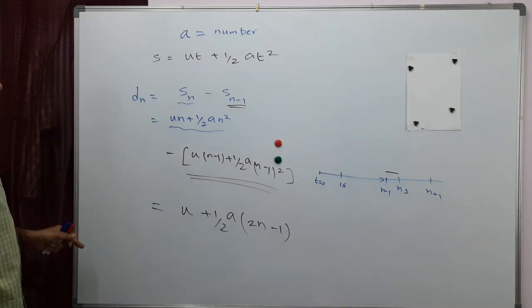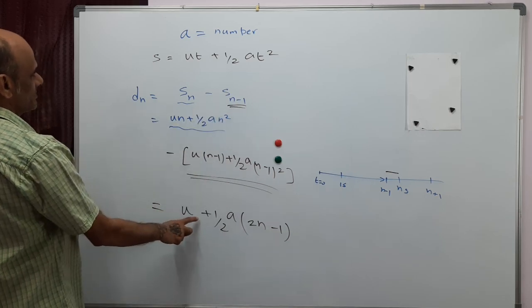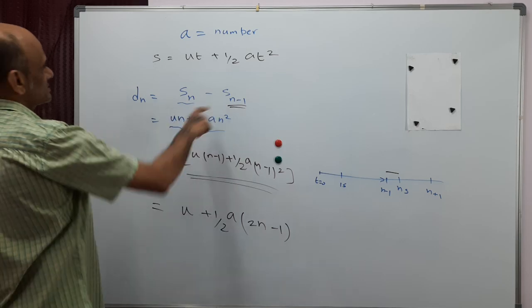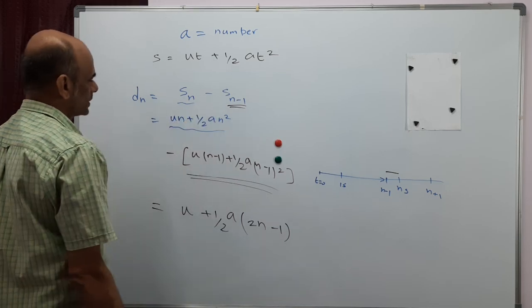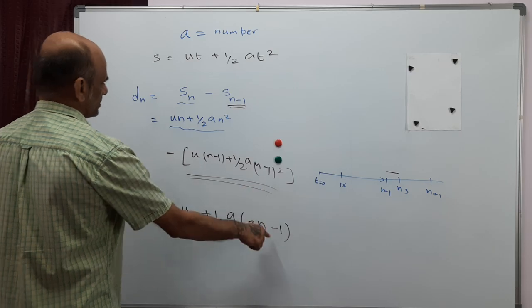So you can remember it as ut, where t is the time interval 1. So time is just 1. And then half a t square. T square becomes n square minus n minus 1 square. So n square will go, the cross term will be there with the minus sign, so 2n, and the plus 1 will become minus 1.